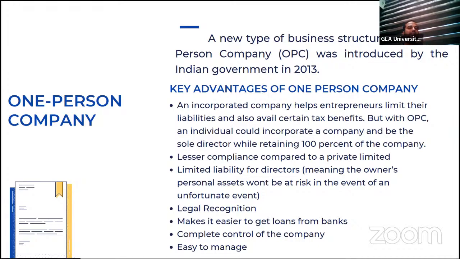Then legal recognition. Like I said, you will get a CIN number, a proper registration number, a proper certificate, right? Then it is easier to get loans from banks as compared to a sole proprietorship, because in a sole proprietorship it is very difficult to get a loan from banks. But if you have an OPC, you can get loans from banks under various schemes. Then complete control of the company is with you, because you are the only director and you hold 100% equity of the company. It is easy to manage. The obvious reason is that there is lesser compliance compared to a private limited company.